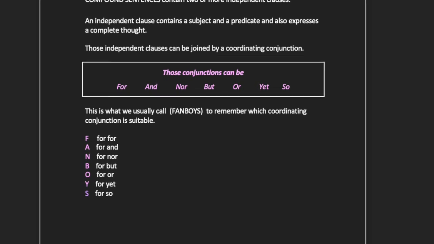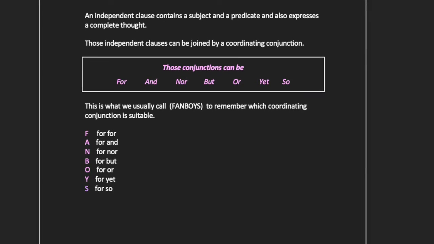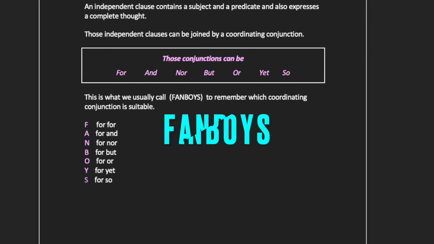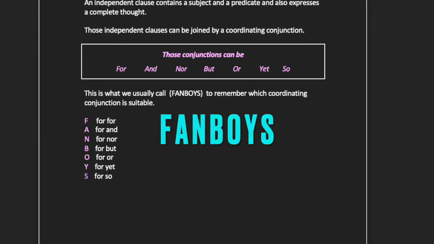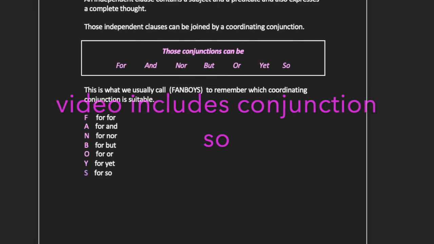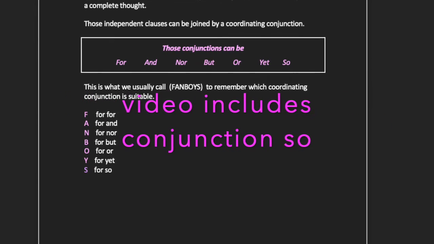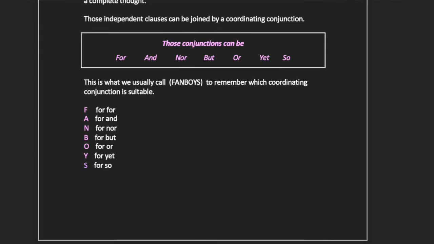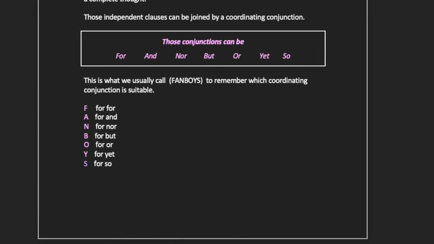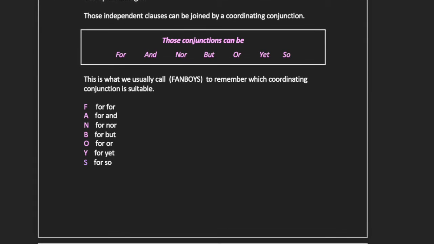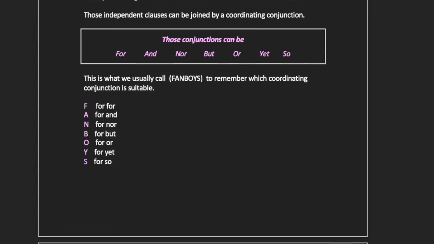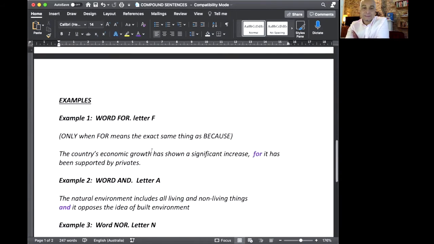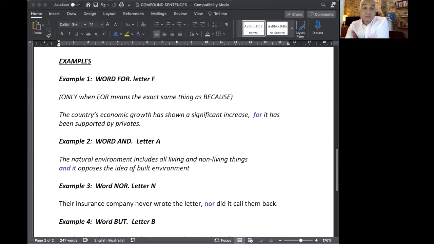That is what we usually call the device FANBOY. This is just for you to remember which coordinating conjunction is suitable. F stands for for, A stands for and, N stands for nor, B stands for but, O for or, and finally Y for yet. Okay, so I'm going to show you some examples here.